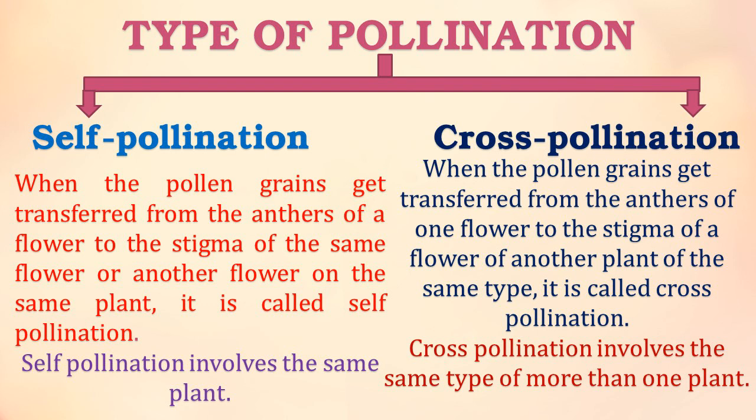The next one is cross pollination. When the pollen grain gets transferred from the anther of one flower to the stigma of a flower of another plant of the same type, it is called cross pollination. Cross pollination involves plants of the same type, more than one plant.